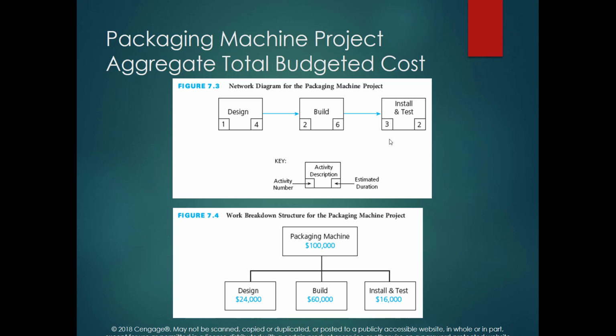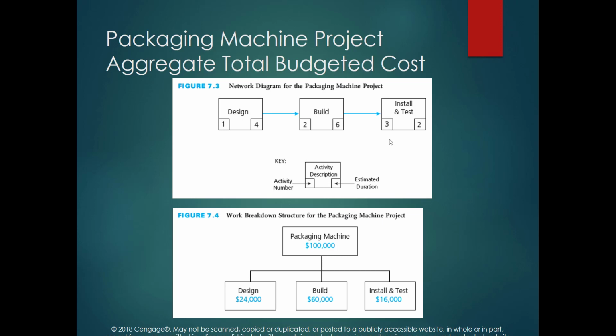This is another simple project. It has three activities. Activity number one is the design. Activity number two is the building, and activity number three is installing and testing the machine that we want to use in the packaging project. This is a very simple project, and it's expected that the first activity takes 4 days, the next one takes 6 days, and the last activity is going to take 2 days.